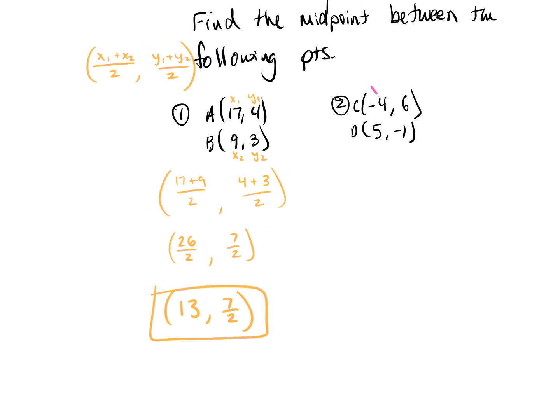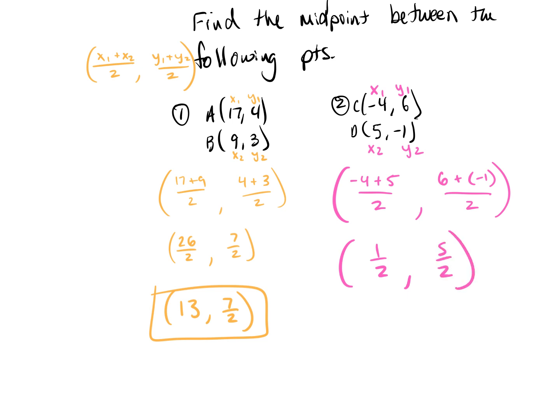Let's do number 2. So I'm going to label my points x1, y1, x2, y2, and then we'll plug it in. So we have negative 4 plus 5 over 2, and 6 plus negative 1 over 2. What's negative 4 plus 5? So 1 over 2. And what's 6 plus negative 1? Perfect, 5 over 2. Can I simplify either one of these? No, so we can just leave it like this. This would be our answer.